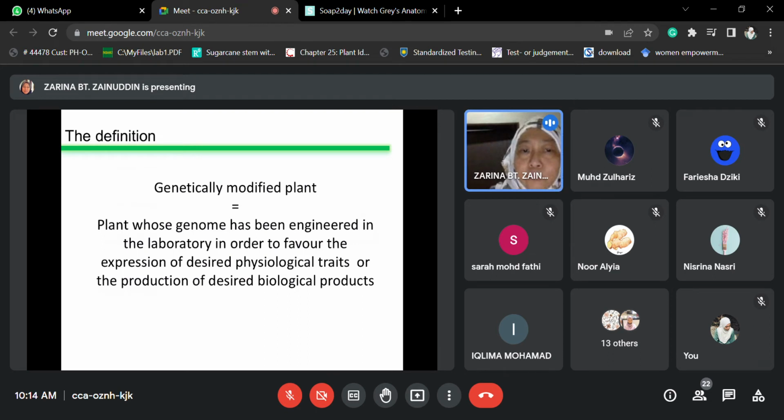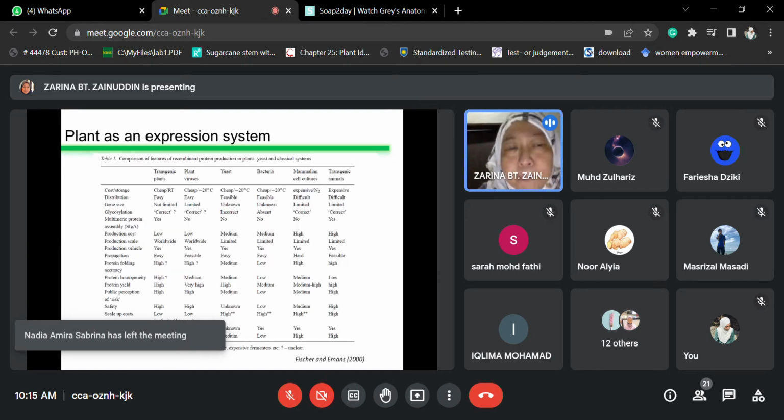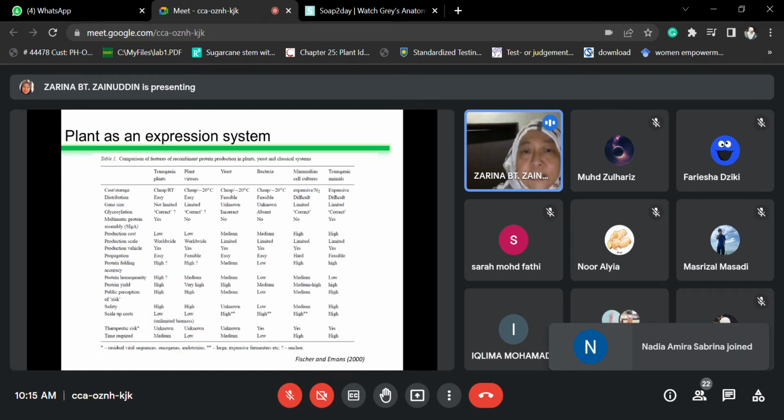Or you can transform a gene into the plant genome so that the plant will be able to produce certain compounds, biological products. For example, it can produce vaccines, proteins, and enzymes. So this is the definition of a genetically modified plant. Any question? No? Okay.